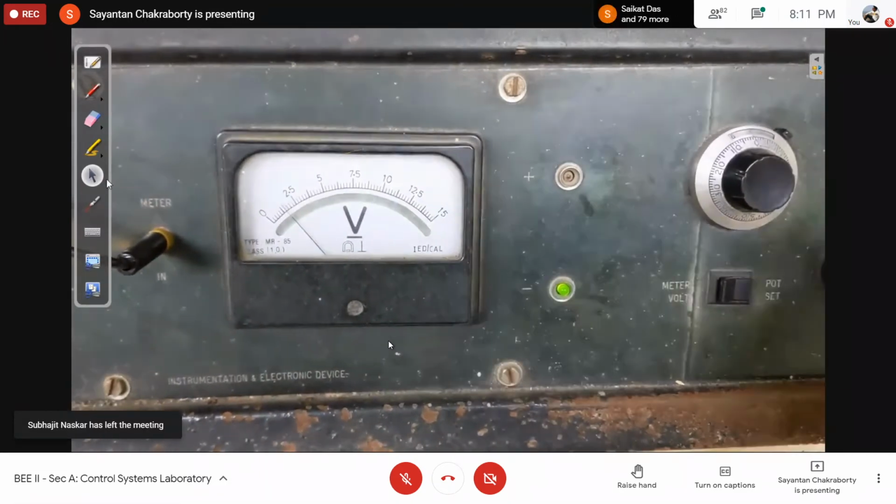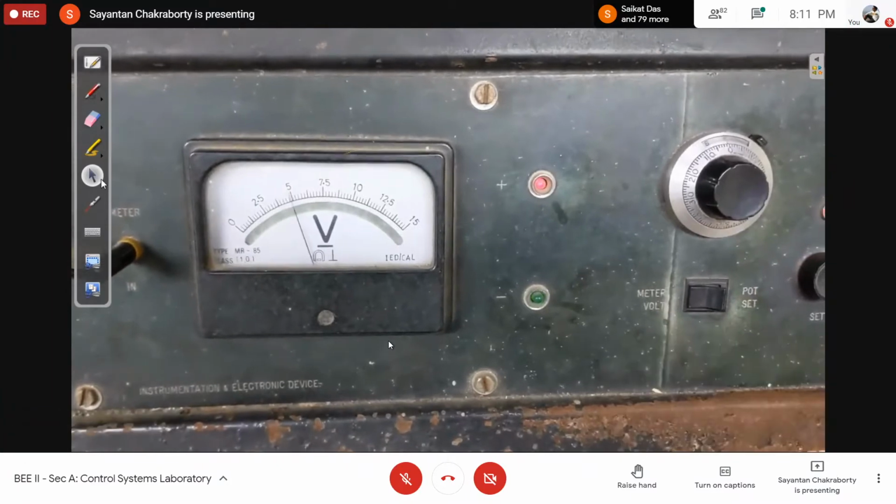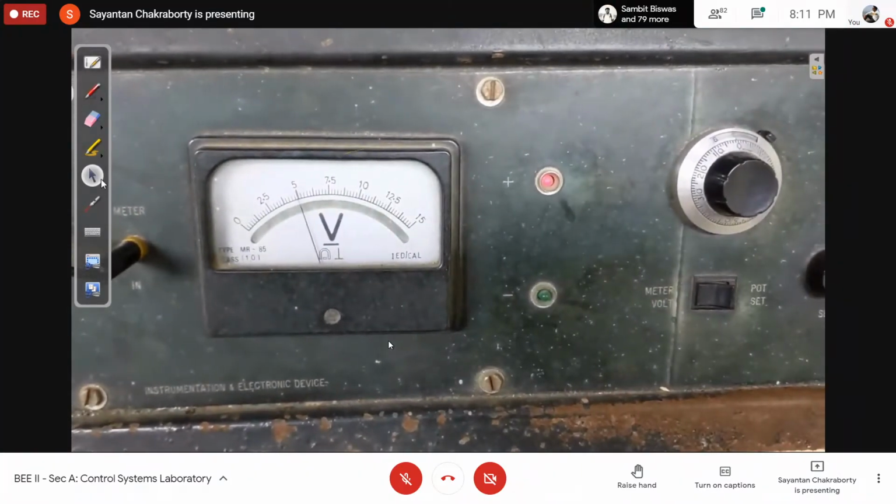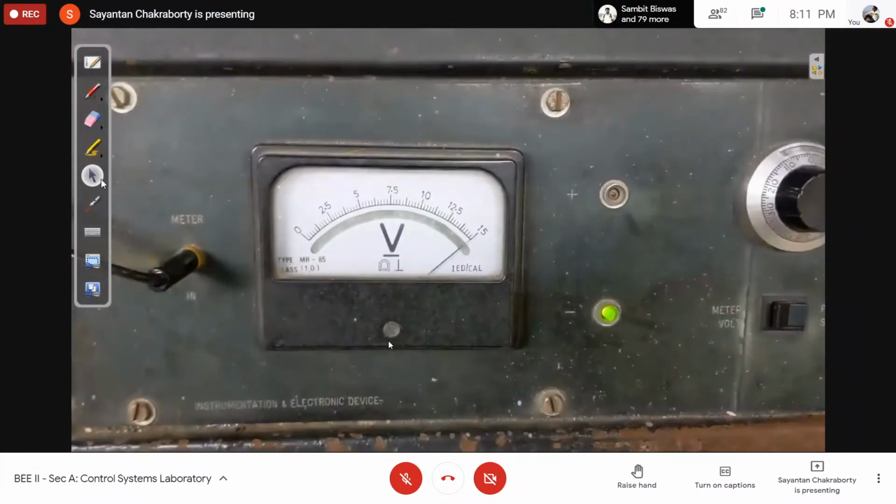I have to just change the pot setting or the toggle switch from pot set to meter volt. See, 5 volt I'm getting. So it has been set to 0.5. I'll repeat that.